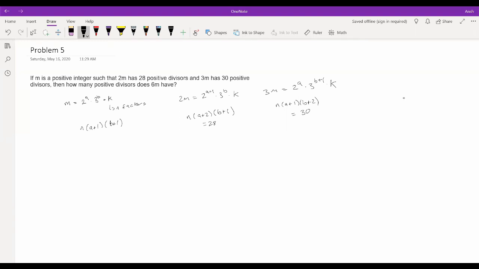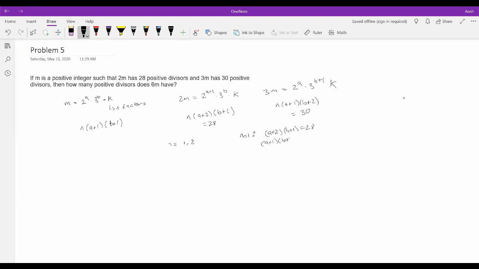So notice how n divides both of them. So n is a common divisor of the two numbers. And the only common divisors of 28 and 30 are 1 and 2. So we have two cases, one where n is equal to 1 and one where n is equal to 2. So let's first check when n is equal to 1. That means we would have that a plus 2 times b plus 1 equals 28, and a plus 1 times b plus 2 equals 30.